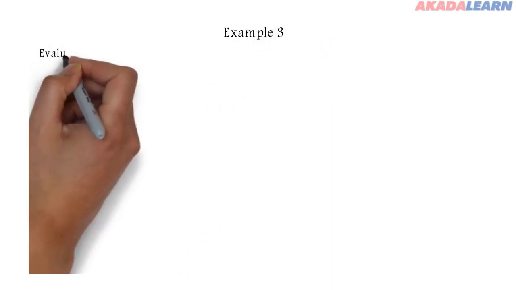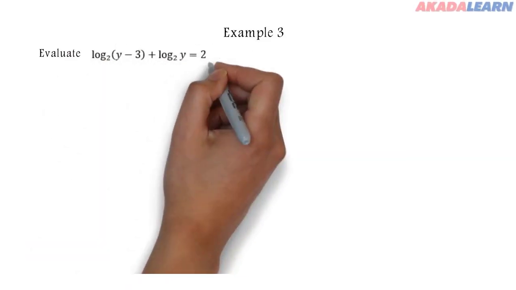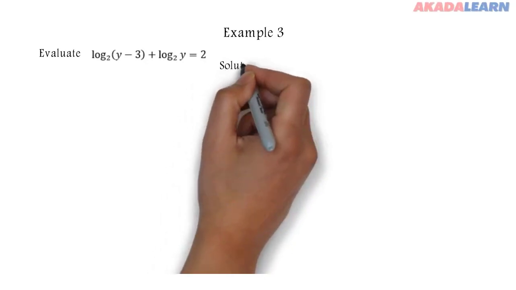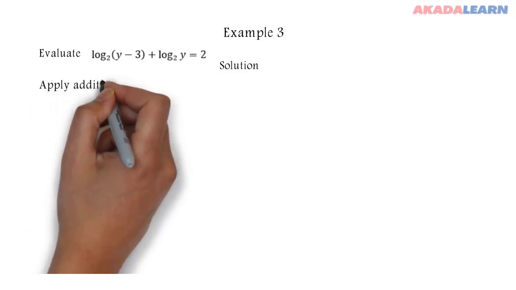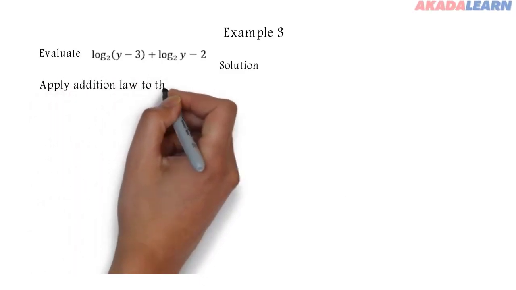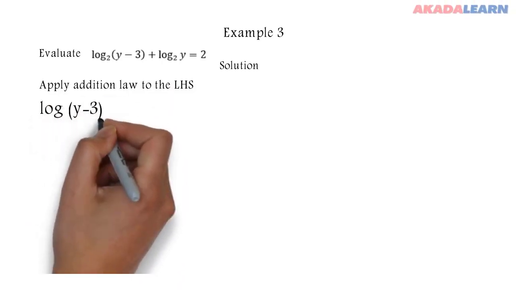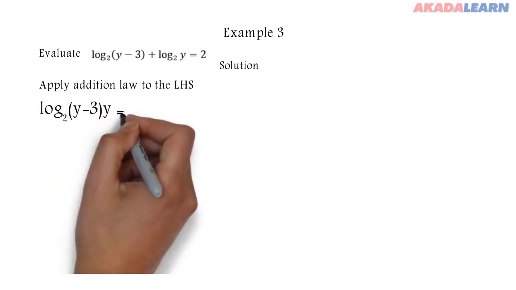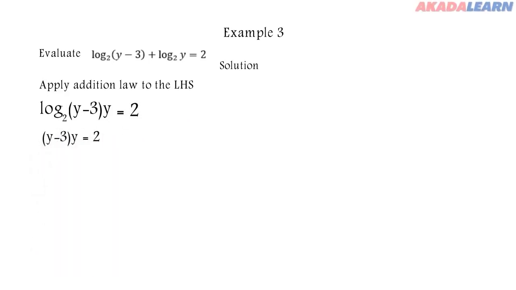Example 3. We are asked to solve log y minus 3 base 2 plus log y base 2 equal to 2. So the first thing, we are going to apply the addition law to the left hand side of the given question, meaning that we are going to say log y minus 3 times y base 2, which will be equal to 2. So we will now convert to index form and say y minus 3 times y will be equal to 2 raised to the power 2.